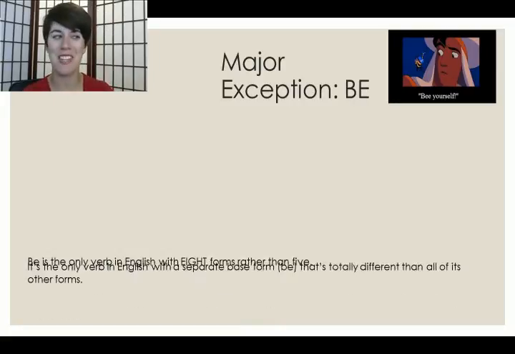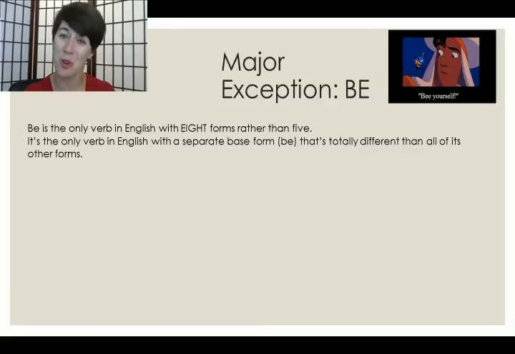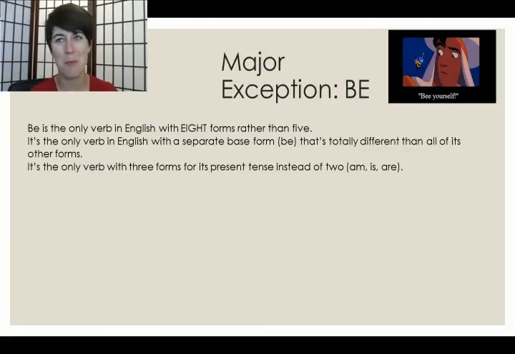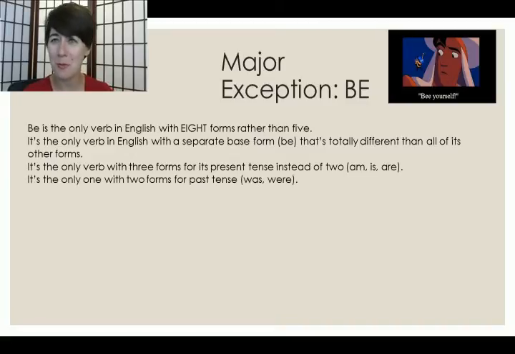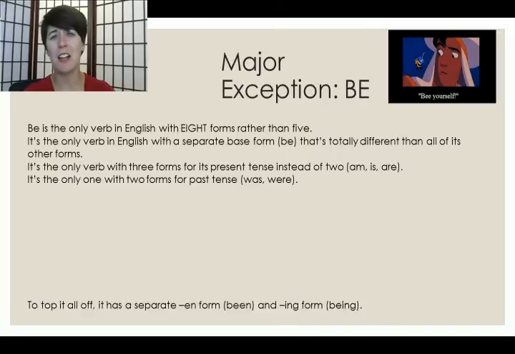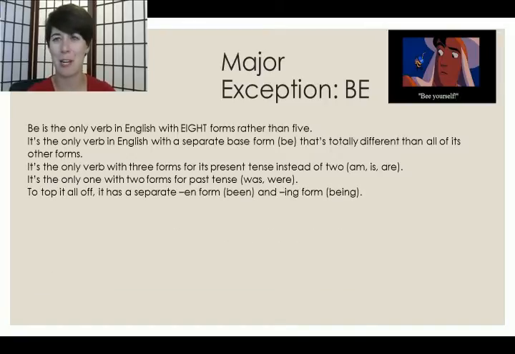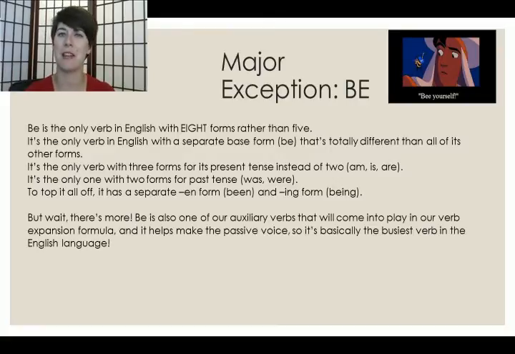Be is so weird. Be is the only verb in English with 8 forms rather than 5. It has a separate base form that's totally different than all its other forms. It has 3 forms in the present tense, not 2. It has 2 forms in the past tense. It also has a separate EN form and a separate ING form. It's crazy, and it's very, very busy.